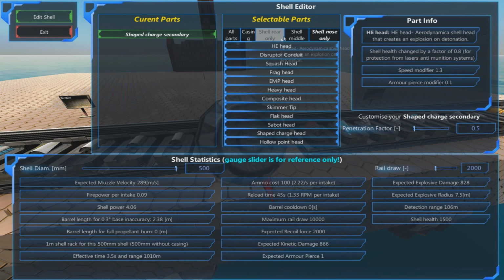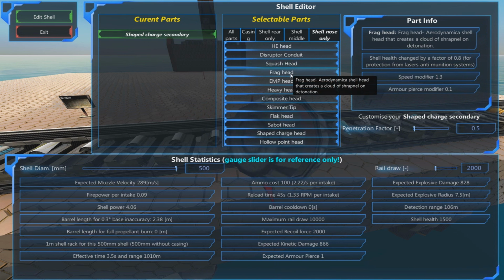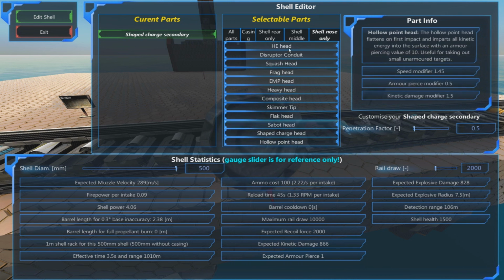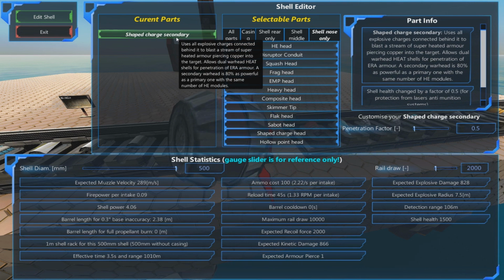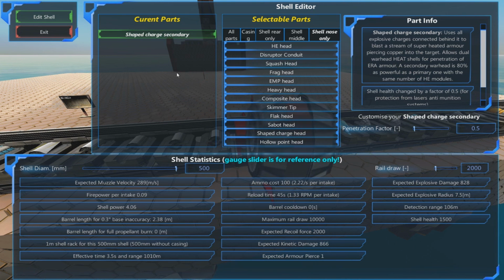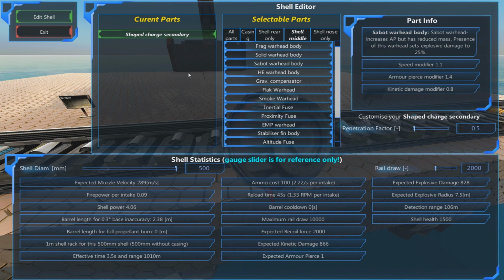So it means, say, you could stick a Frag Head or EMP Head or a Composite Head, Skimmer Tip, all these other nose things on the front of your shell, and you can have this in the middle, which means you can do wacky things like having a penetration depth heat, which is a bit of a meme shell for the wild, apparently. That doesn't work very well, by the way, or at least I've never tried it. It might work very well, but I'm told it doesn't, so probably not.